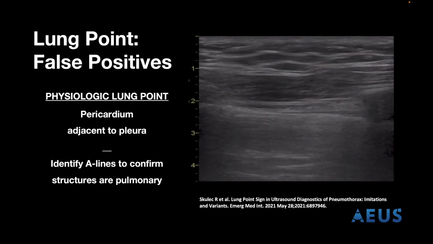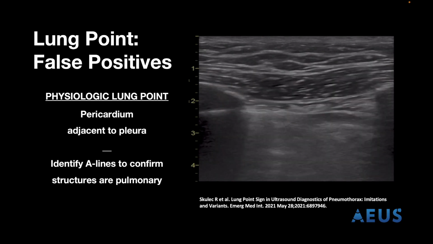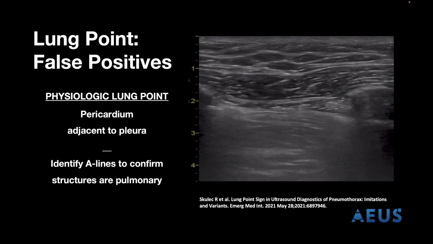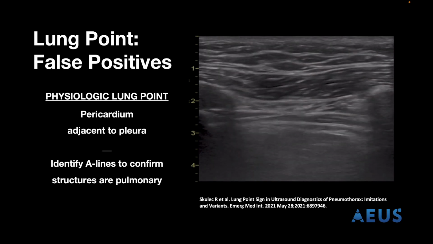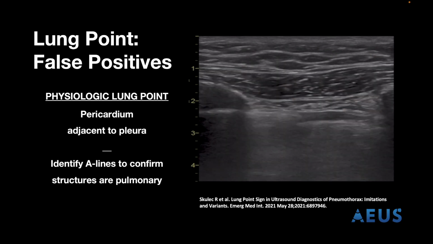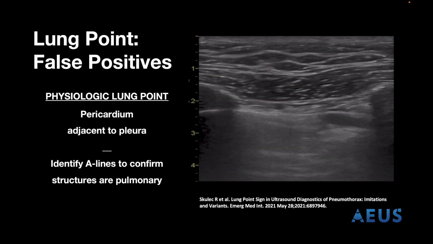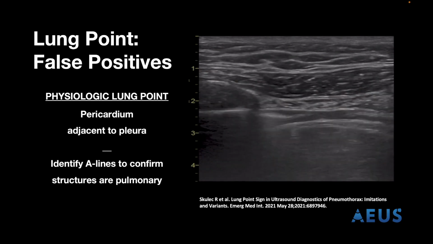In this clip, you can identify normally sliding lung on the left side of the screen by noting the A lines beneath it. However, on the right side of the screen, in the area below the fascia endothoracica, A lines are missing. Instead, you see a pulsing pericardium and myocardium appear on the image. This can mimic pleural sliding and be mistaken as a lung point.